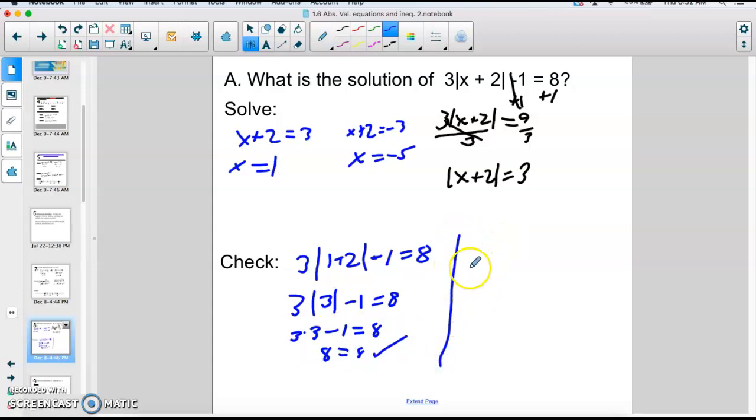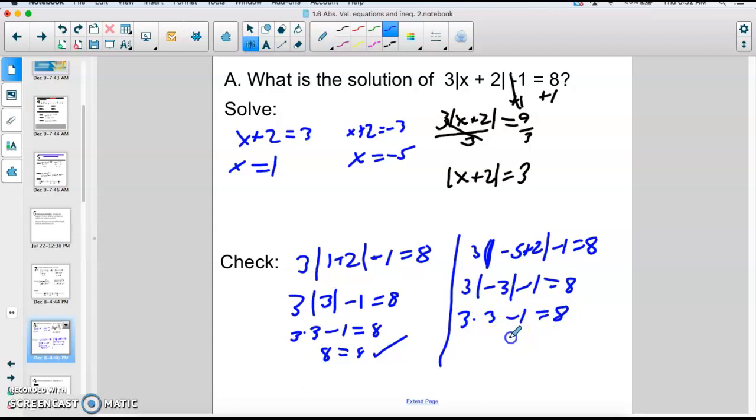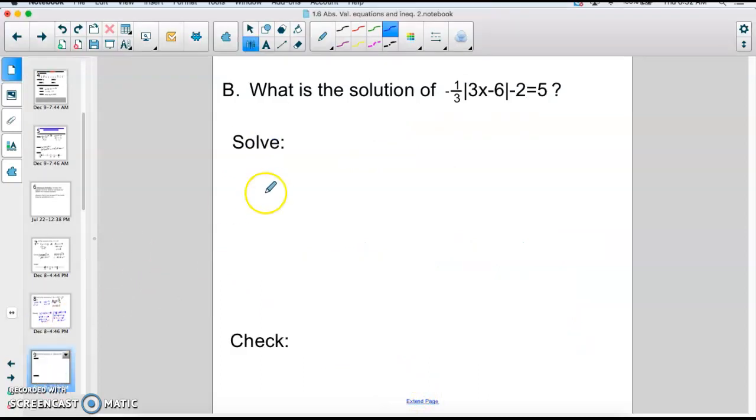Now let's check -5. So we got 3 absolute value of -5 plus 2, absolute value, minus 1. Does it equal 8? That's our question. Again, take care of the absolute value stuff first. And so we get absolute value of negative 3 minus 1 equals 8. And absolute value of 3 is 3, so 3 times 3 minus 1. So again, we get 8 equals 8. So we haven't come across any extraneous solutions so far, and that's probably a good thing. But we need to keep checking just to make sure.